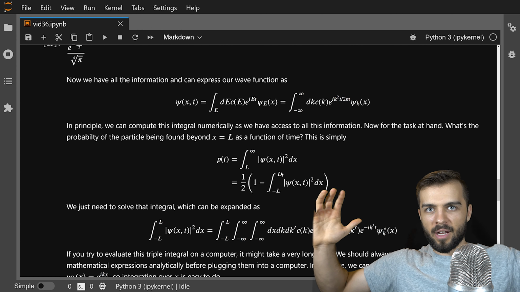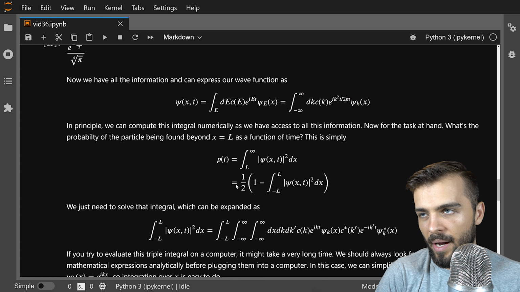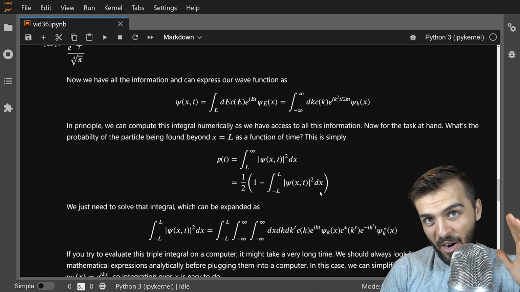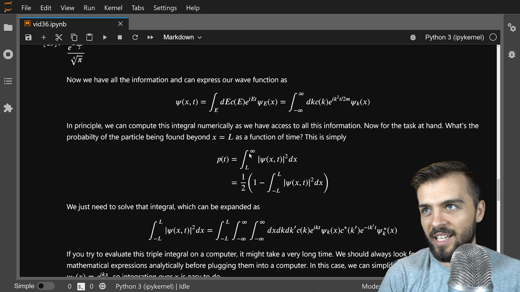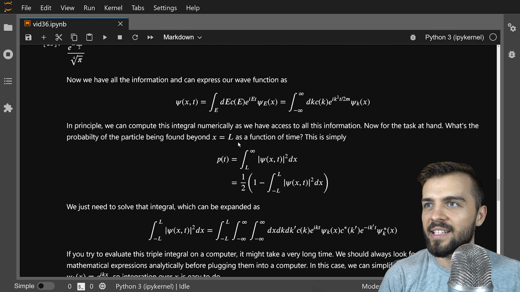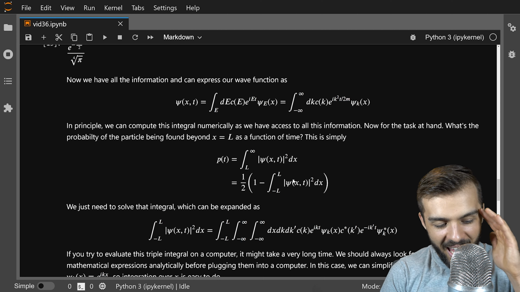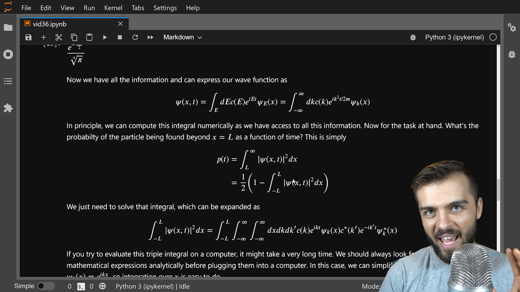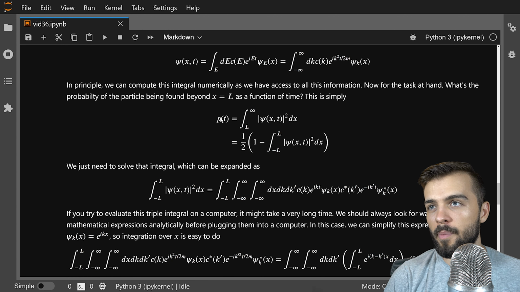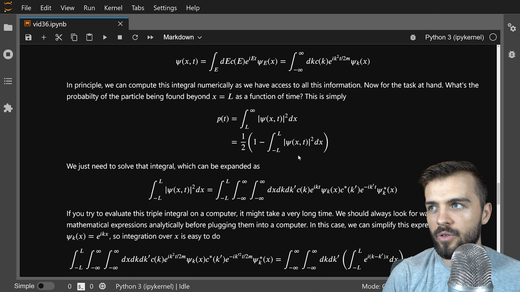And again, because it's symmetric, I only want it being found in the positive x region, so I multiply it by 1/2. Think carefully about that if you don't quite understand what I said, but all I'm doing here is exploiting the symmetry of the wave function to rewrite this infinite integral bound as this nice symmetric integral bound. And as you'll see in a second, it is very handy. So to find the probability as a function of time, you'll note that this is the only thing that we need. So we just need to solve this integral here.